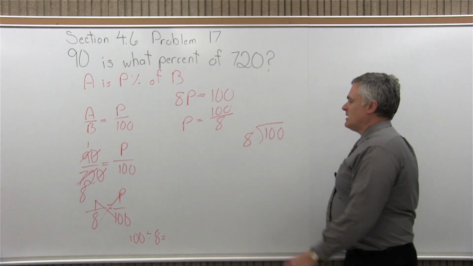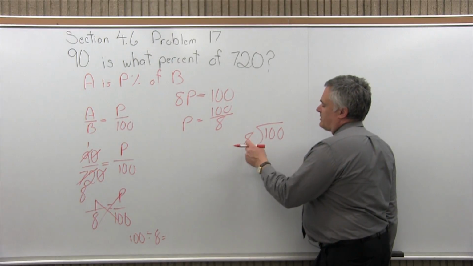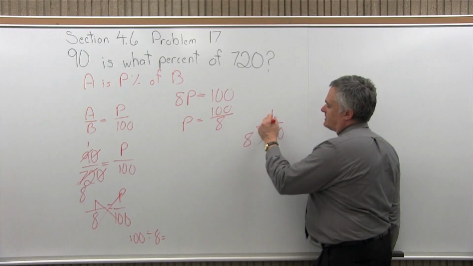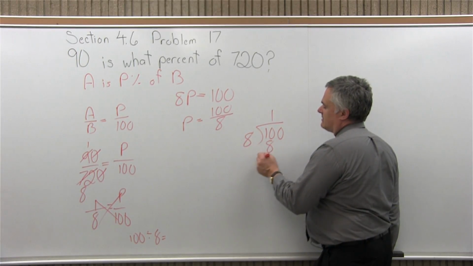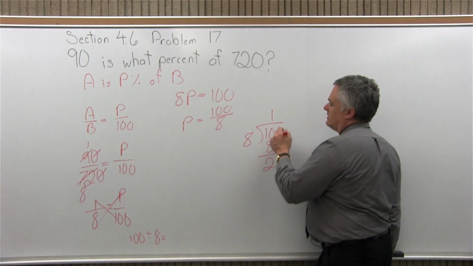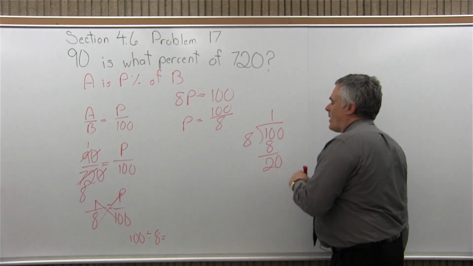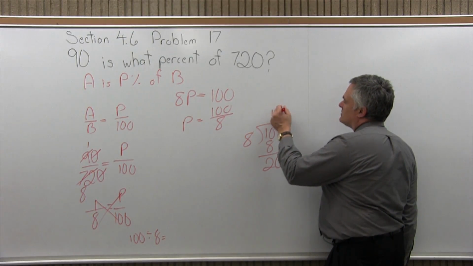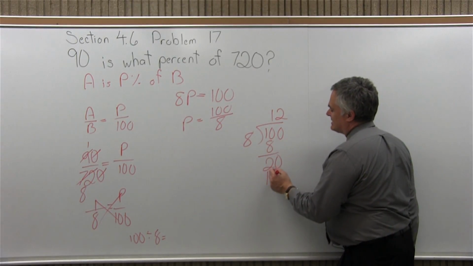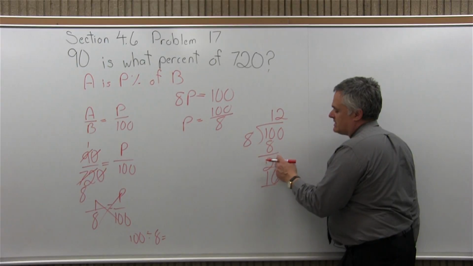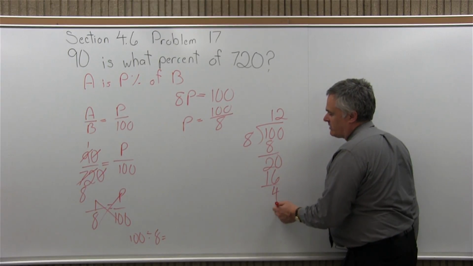And just do it. 8 divides into 1. 1's not big enough, so I'll go out one more. 8 divides into 10. That'll fit. 8 goes into 10 once. 1 times 8 is 8. 10 minus 8 is 2. Bring down the next digit, which is 0. 8 divides into 20. Well, as close as you get is times 2. 2 times 8 is 16, so it did not go in evenly. That's all right. You have a remainder. 20 minus 16 is 4.